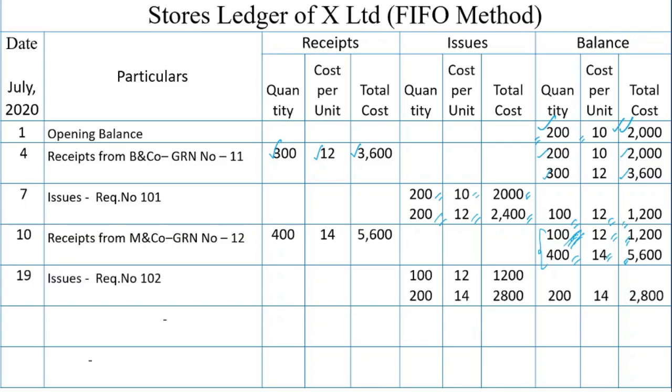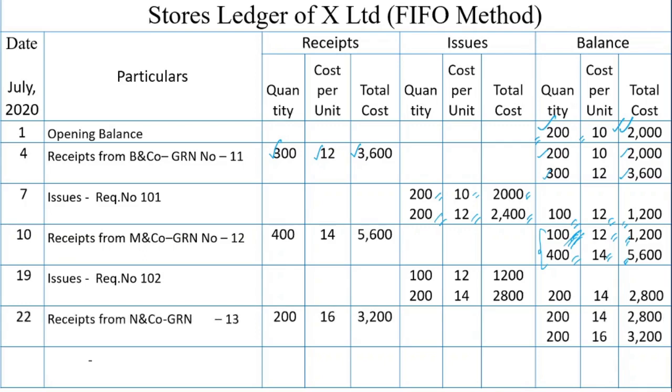That is issue requisition number 102, 100, 200, 12, 14. That is, they need 300 units of material. That 300 units of material has to be issued: first 100 and the remaining 200 out of 400. Out of 400, when we issued 200, the remaining is going to be 200 into 14, that is 2800 rupees, is going to be the balance.